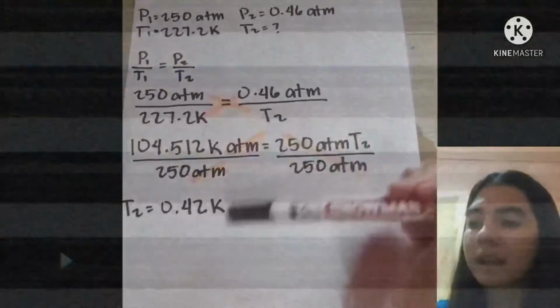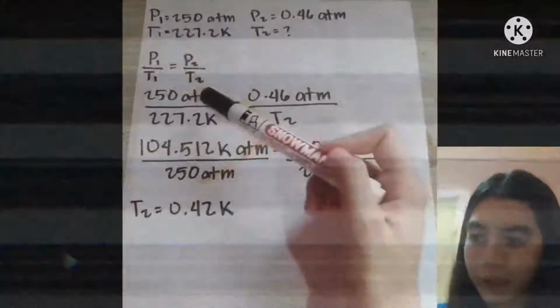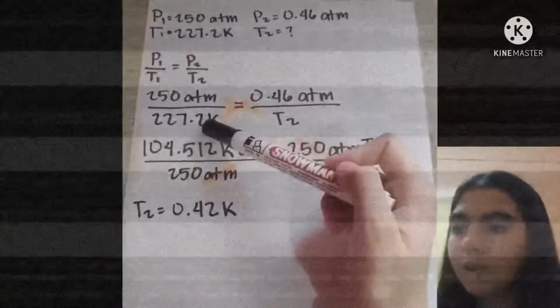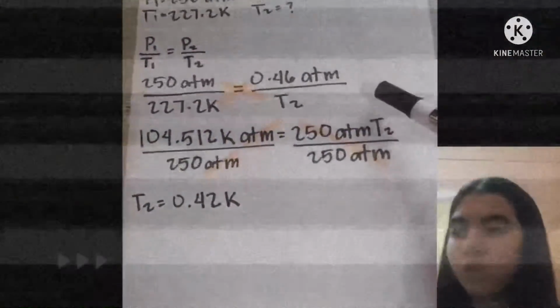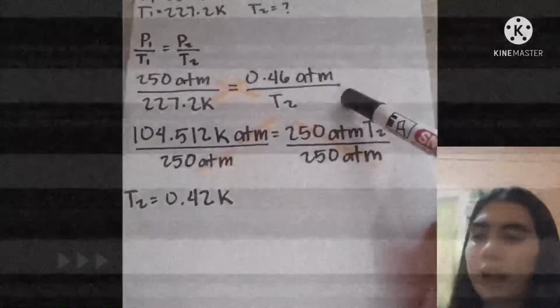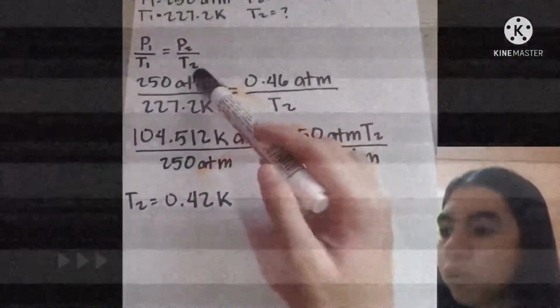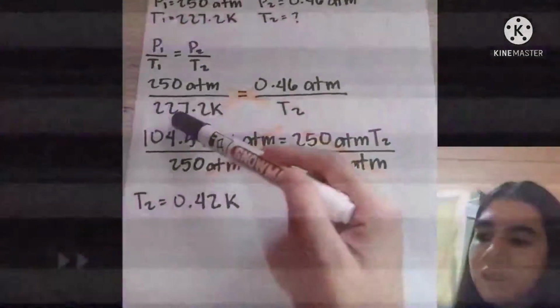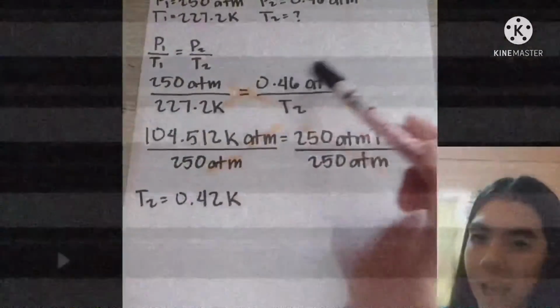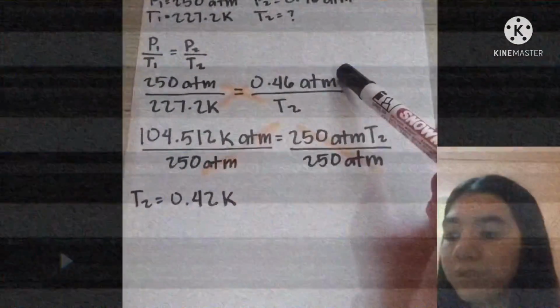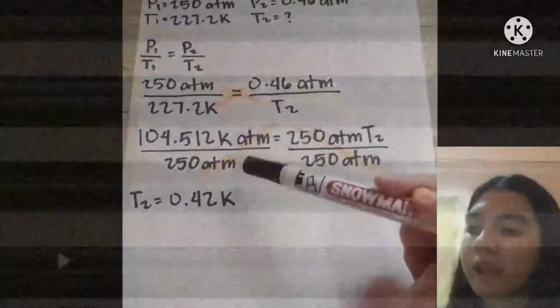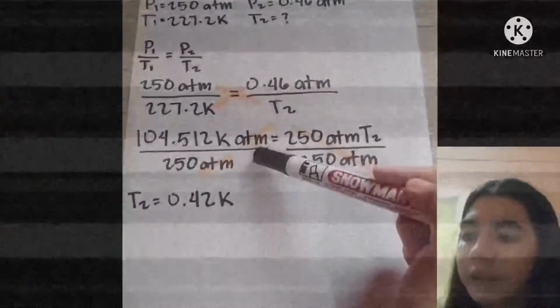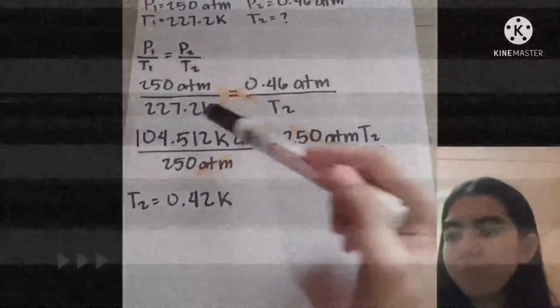So, ang gagawin natin dito ay cross multiplication. Gaya nga nasabi ko kanina, kung ano yung may nawawala, yun yung pangalawa nating isosolve. So, unahin natin yung 227.2 Kelvin multiplied by 0.46 ATM. The answer will be 104.512 Kelvin ATM. Iko-combine natin yung Kelvin at ATM.